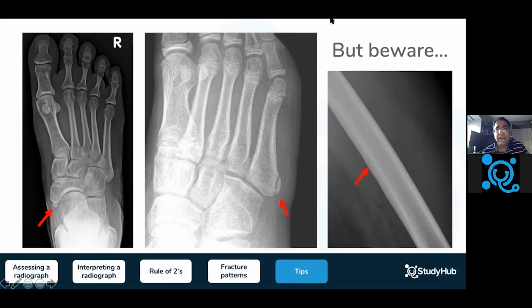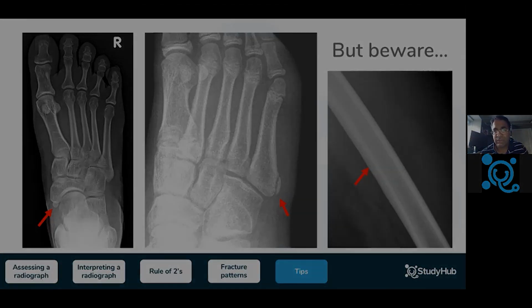But again, like I said, beware of the variants that you come across, because these can mimic a so-called fracture, but in reality they are not. It's just normal physiology.